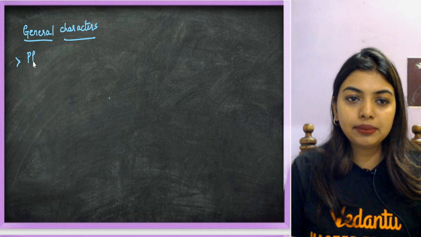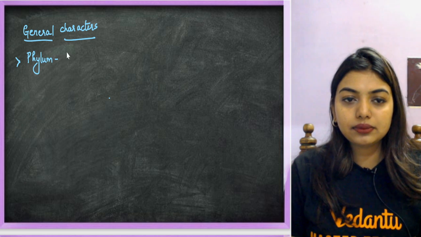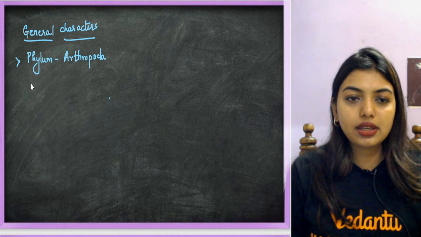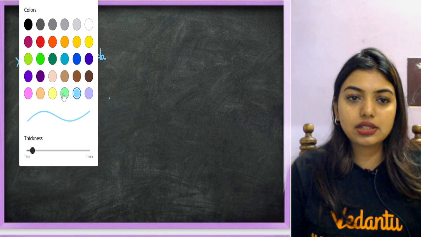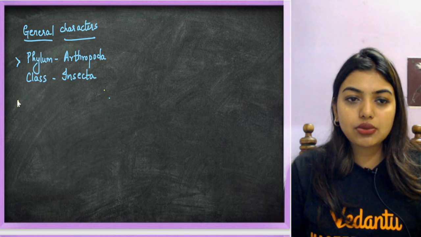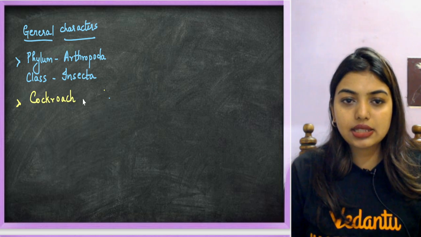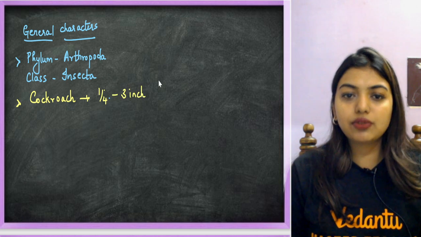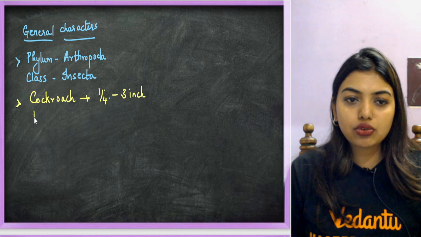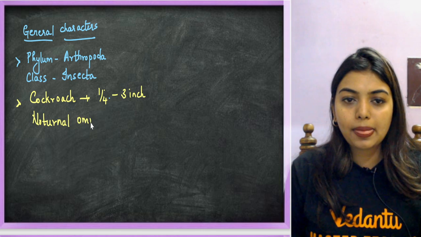So we'll write phylum Arthropoda, class Insecta. And this is one of the largest phyla. Now what else do we know about cockroach? Size they have spoken about. It goes from 1/4 to 3 inches. And these cockroaches are nocturnal animals, nocturnal, omnivorous.